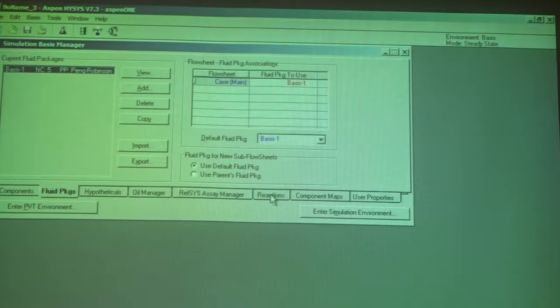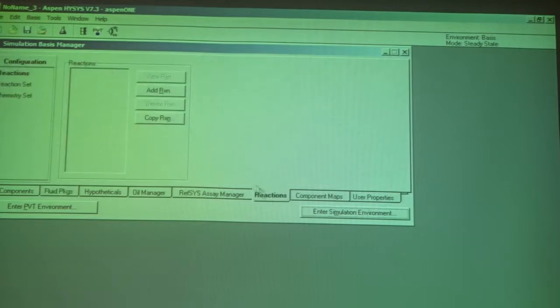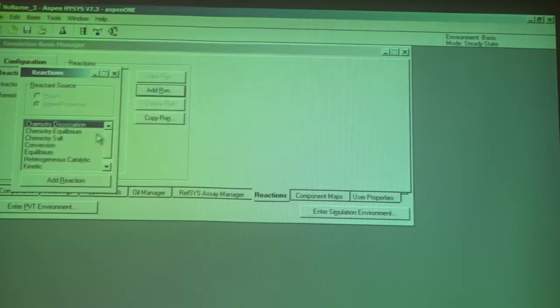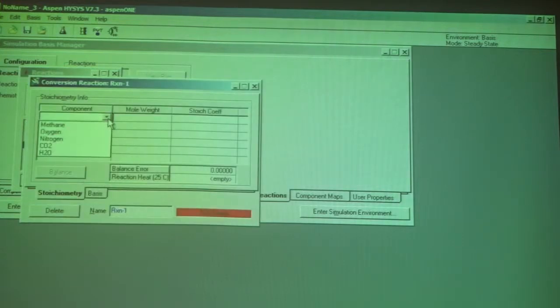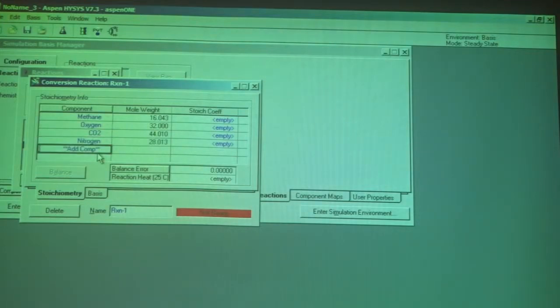We're going to select now the reaction tab. We're going to go to reaction and add a reaction. We're going to choose a conversion reaction. We're going to add the reaction. We're going to select the components: methane, oxygen, CO2, and water.